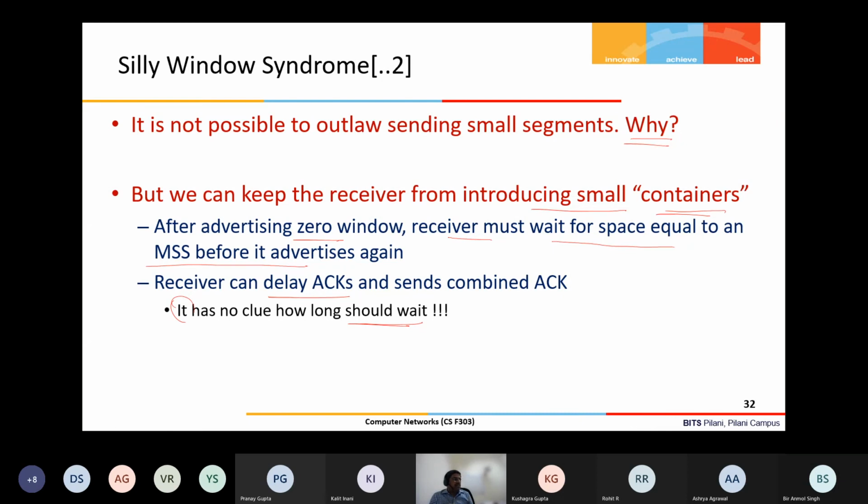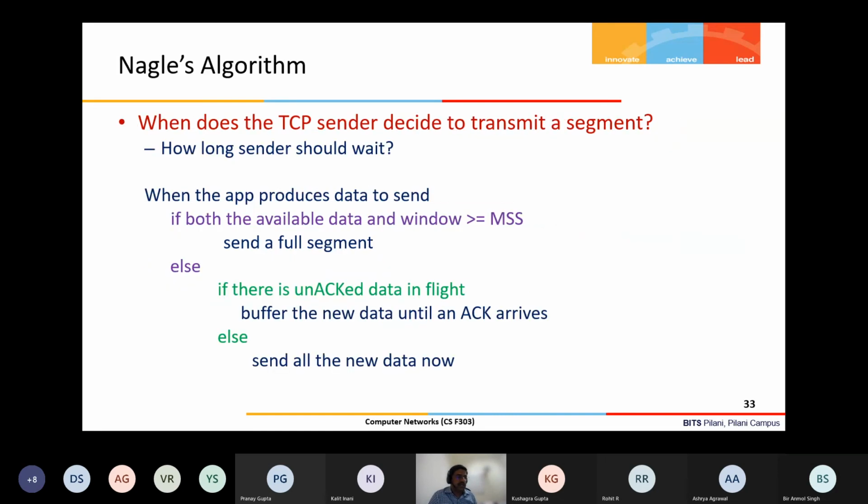Okay, 10 seconds, 200 milliseconds, 400 milliseconds, 1 second, 5 seconds, 10 seconds. How much should it wait? Because how do we program that? So simply putting some amount of time, delaying by X amount of time, sometimes it may work, sometimes it will not work. So that's not a solution.